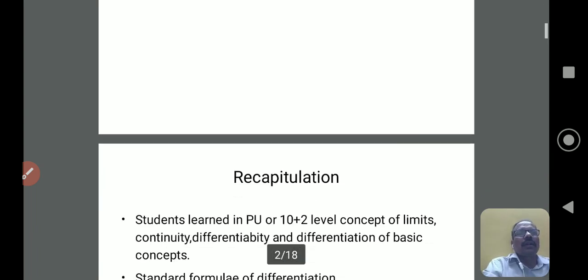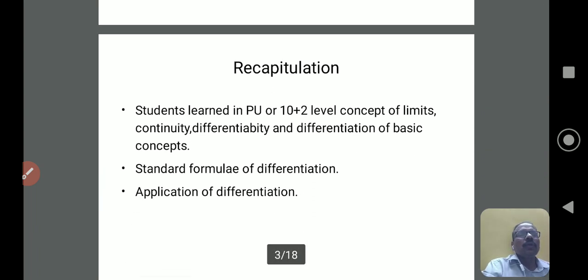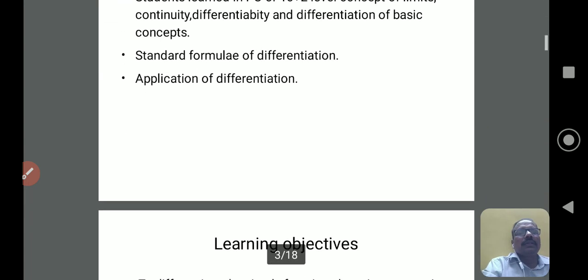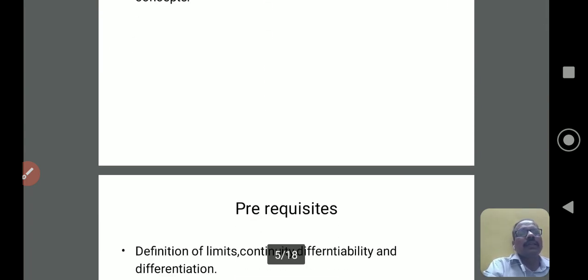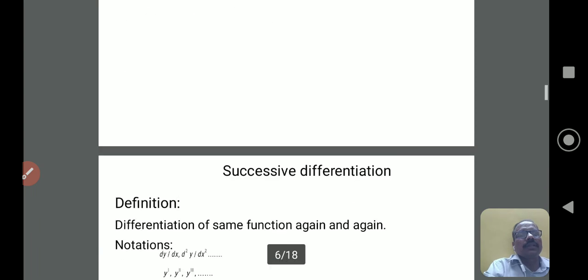I think you are already familiar with this in second PU. What is differentiation, what are limits, what is continuity and differentiability, and we already know the standard formulas in differentiation and the applications of differentiation. In this session you are going to learn how to find the nth differentiation of the same function.